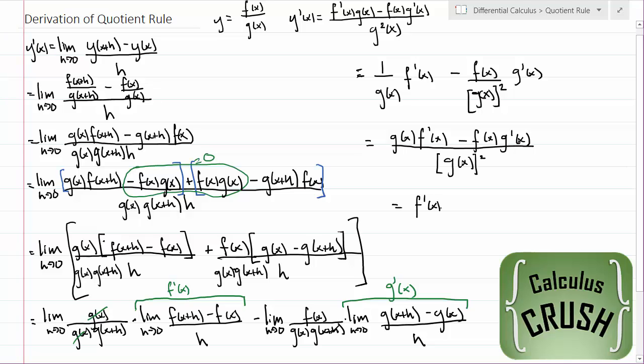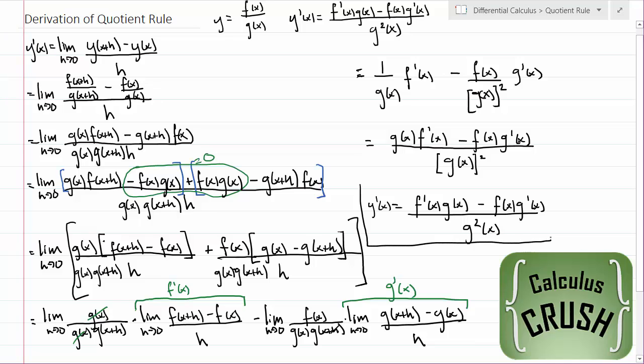So I just put the f prime of x first, then the g of x minus f of x times g prime of x. And that's divided by, I'll write it this way, g squared x. So y prime of x. And this is how I read it. I like to read it as the derivative of the top times the bottom minus the top times the derivative of the bottom, all divided by the bottom squared.